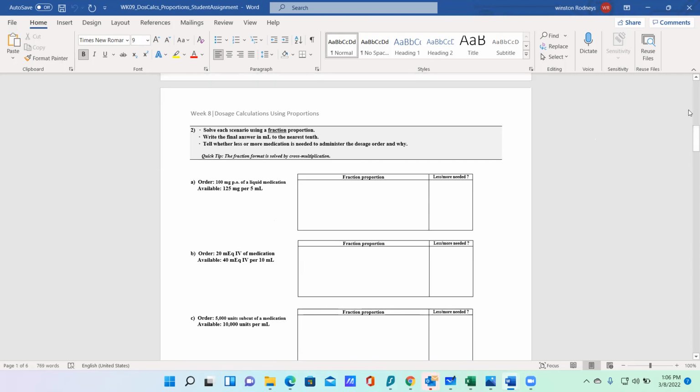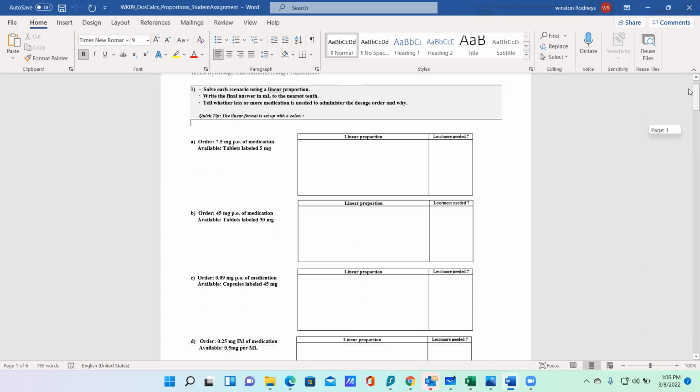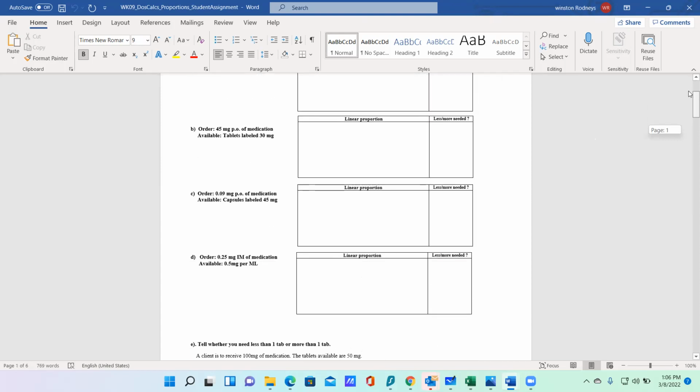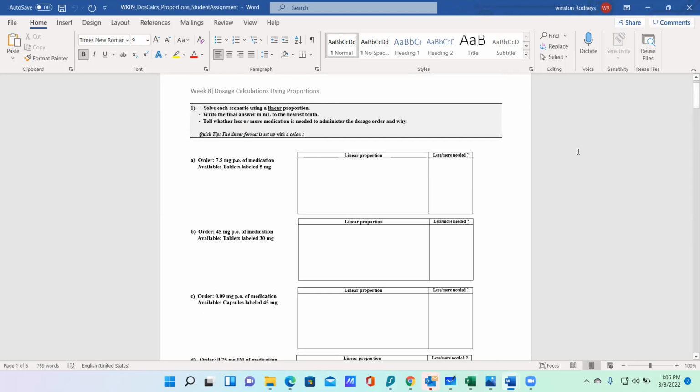So, for example, for numbers 1A through E, the only thing that you're doing here is dividing, right? And then writing more or less. Also notice that some people were leaving this space blank and weren't saying whether it's more or less. You have to, that's part of the grade. All right, so if it's 7.5 you want, and you have 5 milligrams, then you're going to divide 7.5 by 5, and that gives you some number, 1.5, something like that. Don't quote me on that. I'm just thinking it's 1.5, okay?